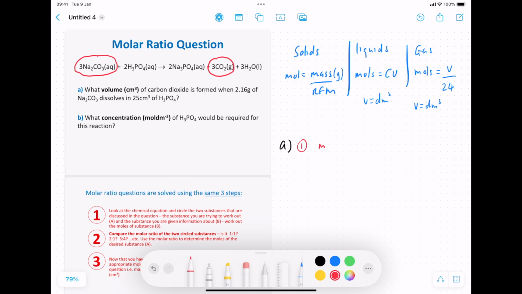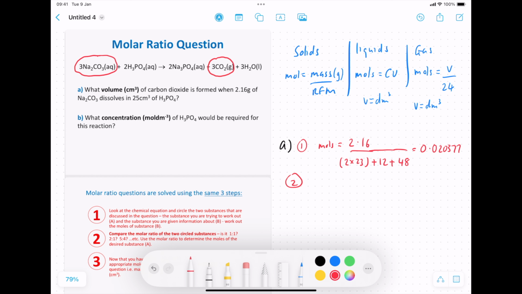So step 1, moles. I'm given a mass of 2.16, so I'm going to be using the solids formula, moles equals mass over RFM. So I will be calculating this as I go along, so make sure you have your calculator. So 2.16 divided by the RFM of sodium carbonate, which is 2 times 23 plus 12 plus 3 times 16 is 48. So let's work this out. 2.16 divided by gives me 0.02037.